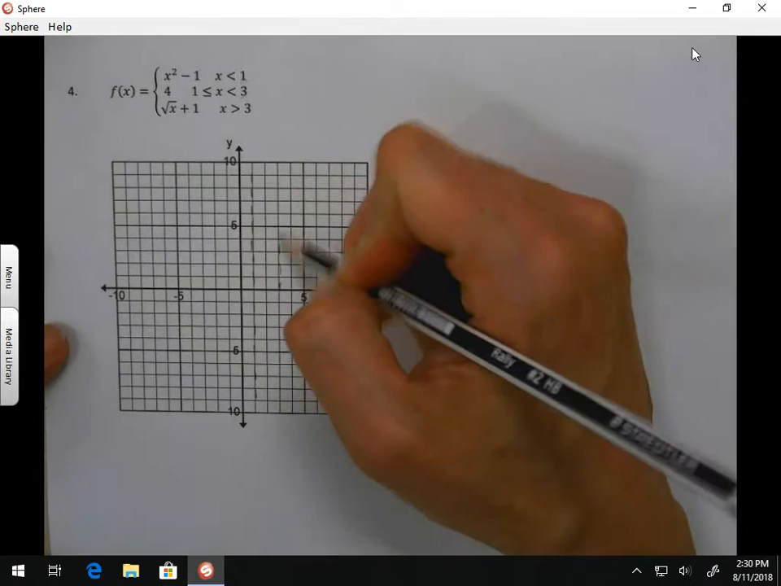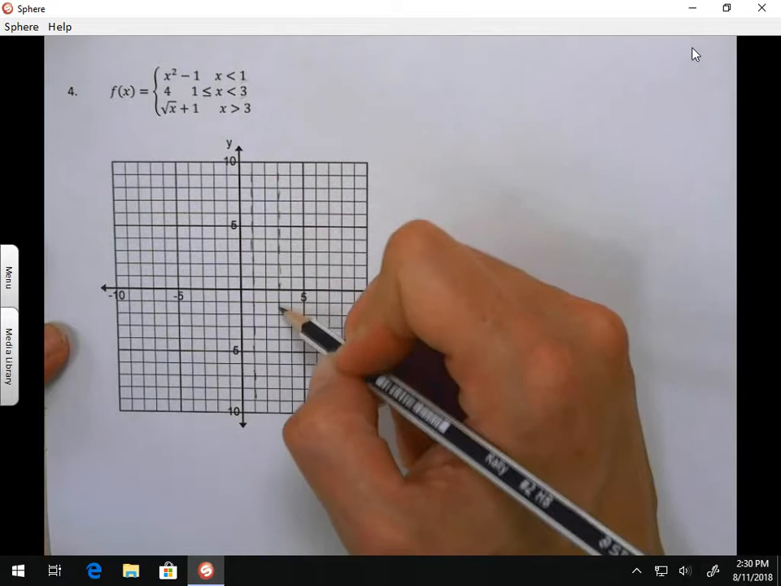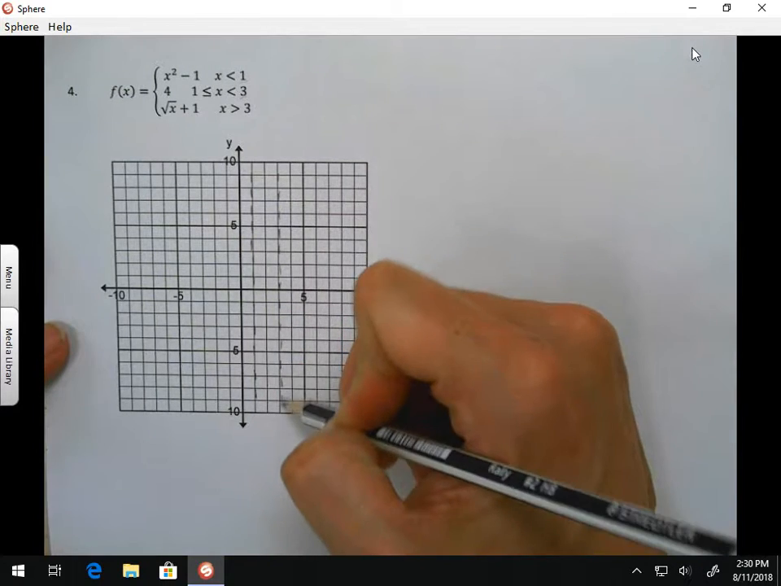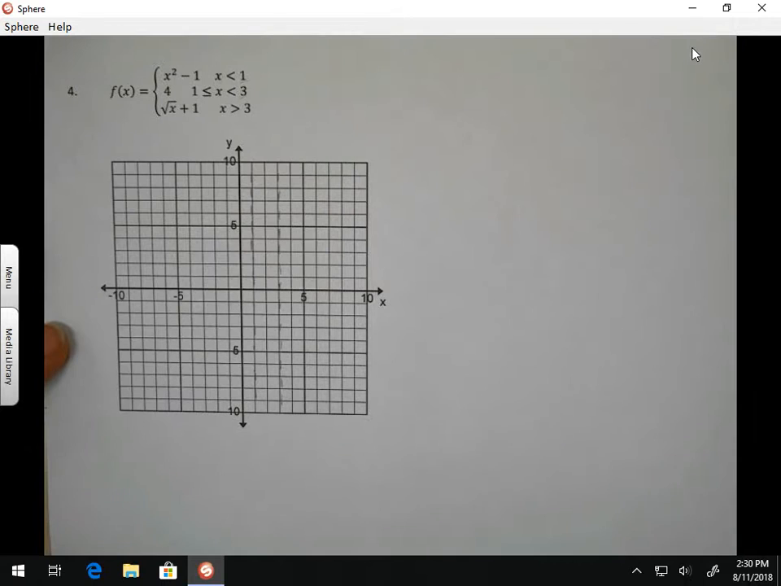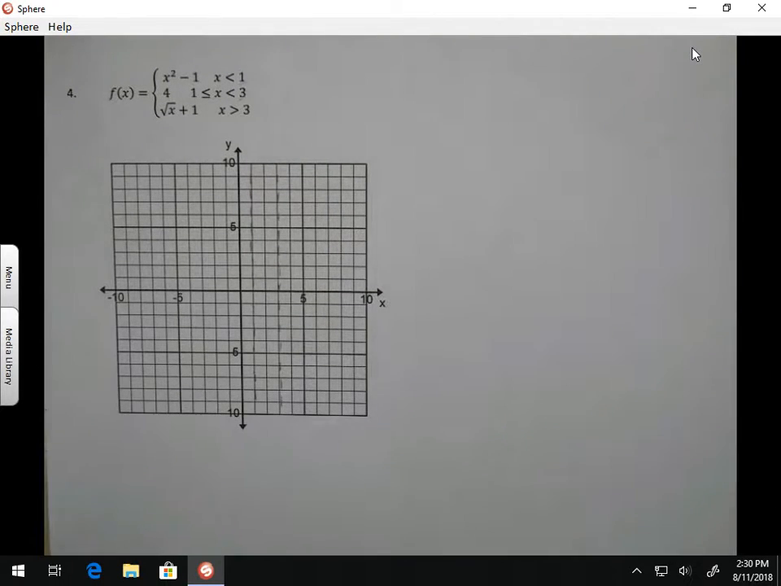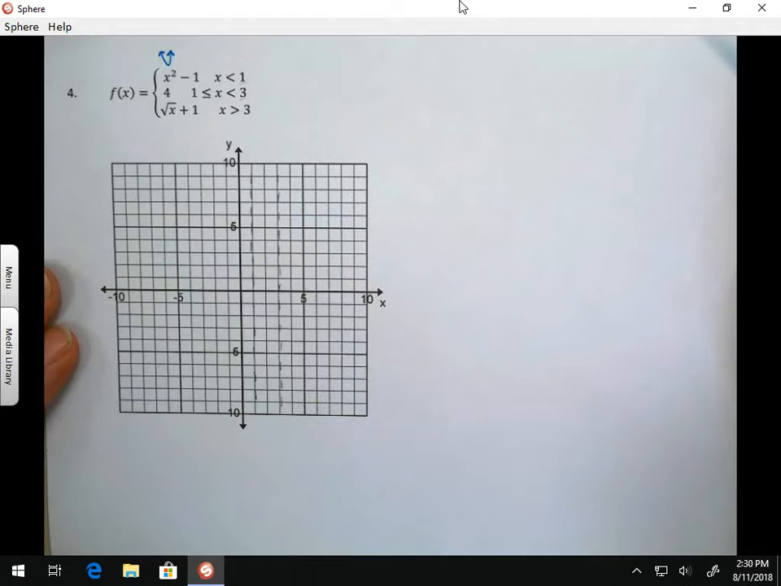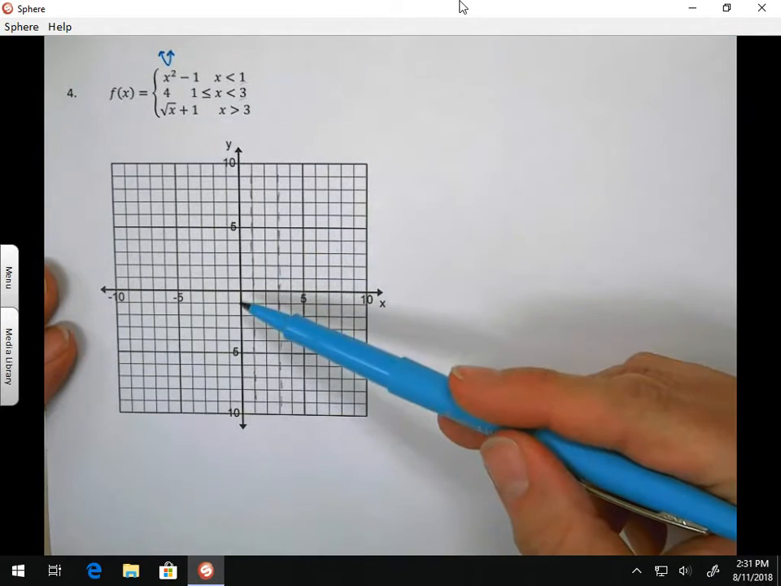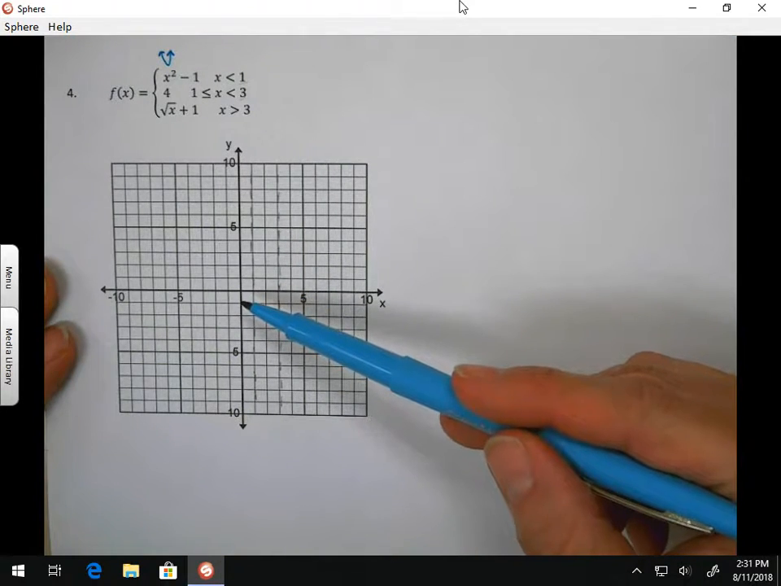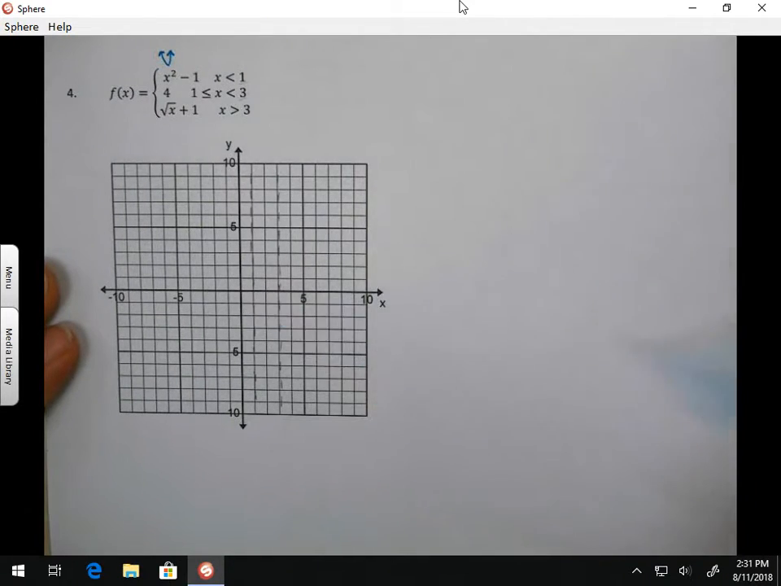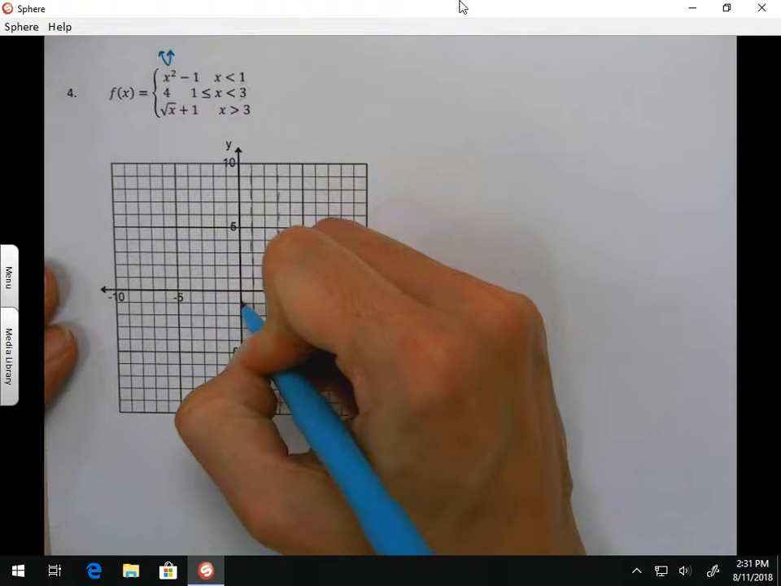And so I know where I have these vertical lines, that should be breaking up my different functions. So let's look at the first piece. My first function is f of x equals x squared minus 1 for x less than 1. Now, hopefully by now, we all recognize that x squared is just giving us a parabola. And I know instead of being centered at the origin, this one's just been shifted down 1. So using that, I can pretty quickly come up with some points here to get this plotted. So what would have been at (0, 0) is now going to be at (0, negative 1).